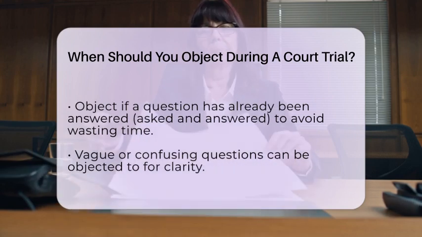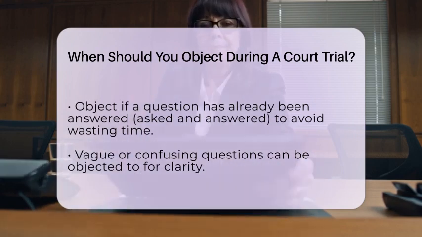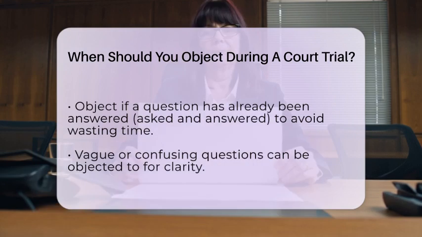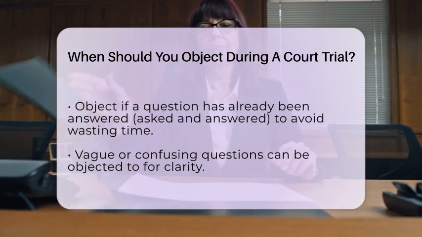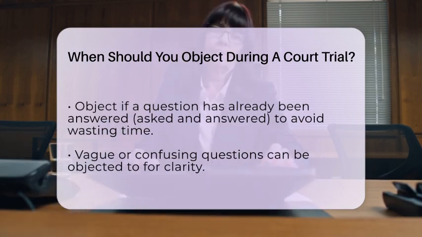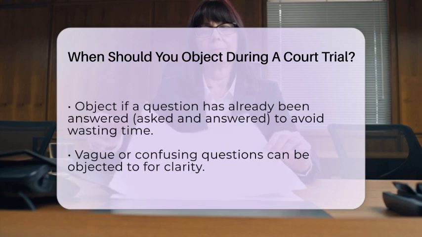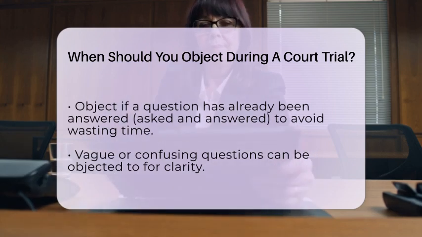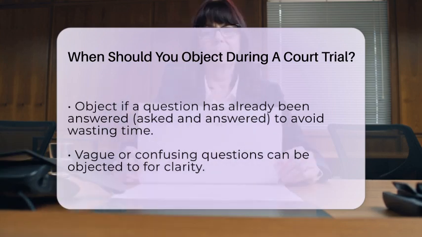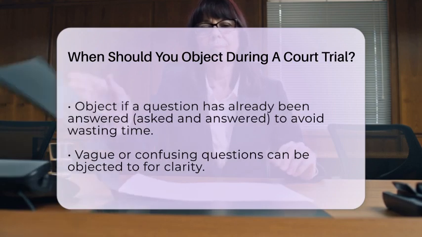Vague or unclear questions are also grounds for objection. If a question is confusing, the witness might give an answer that doesn't really help. And if a witness's answer doesn't answer the question asked, that's called a non-responsive answer, which you can object to.